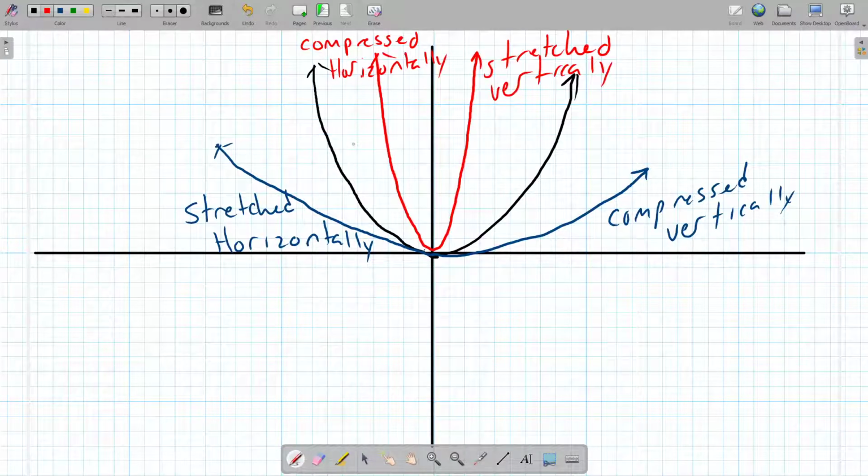So you need to be careful when describing what's happening to a parabola using the words stretched and compressed, and make sure that you're including the proper term, horizontally or vertically, because compressed horizontally is the same thing as stretched vertically, and stretched horizontally is the same thing as compressed vertically.